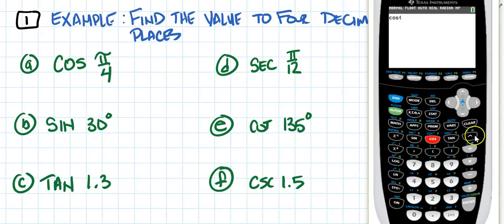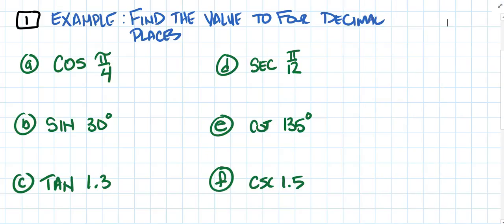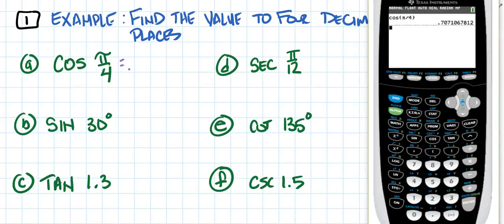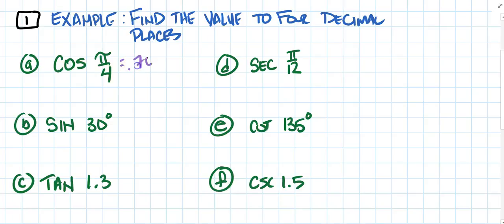Okay, cosine pi over 4, here we go. Cosine, that's pretty straightforward. Pi is second caret, and then divide 4. Notice that my argument or my angle is in parentheses. I push enter and I get 0.70710, and so on. If the directions say 4 places, I write down 0.7071. So I'm going to write that down. Equals 0.7071. Okay, straightforward enough.